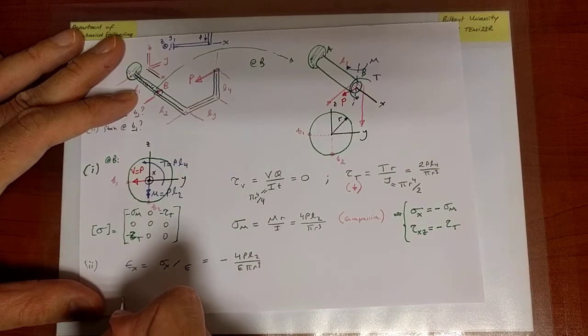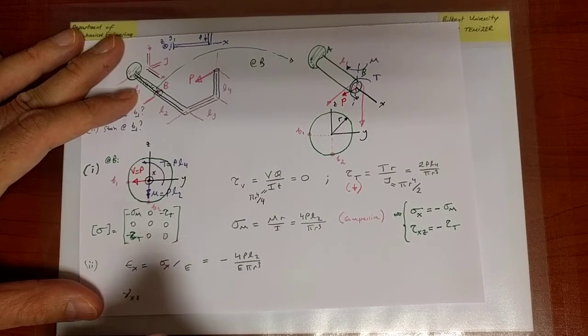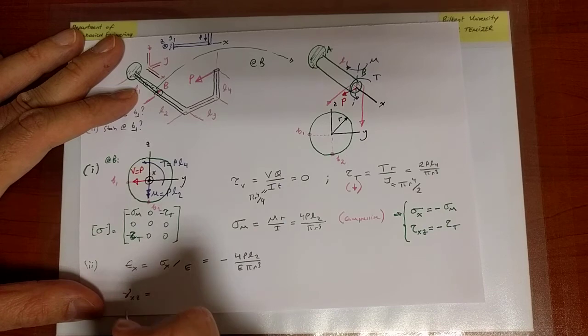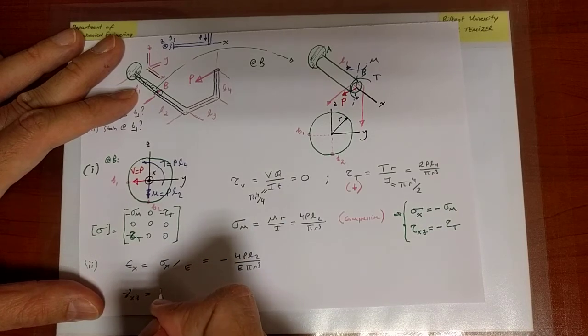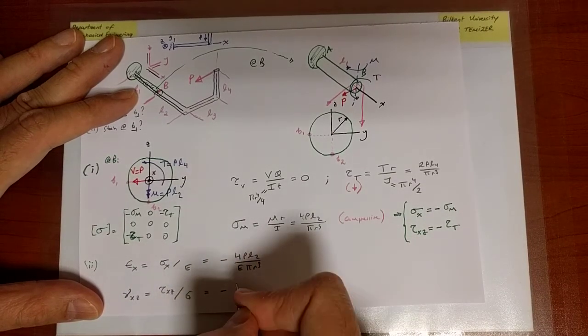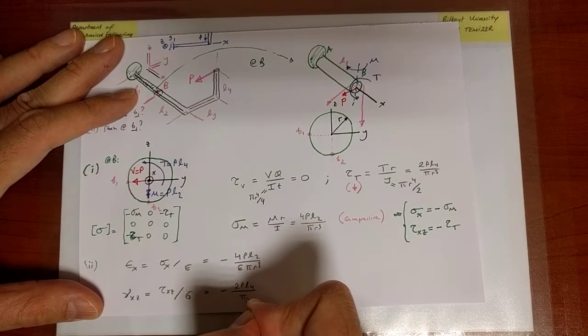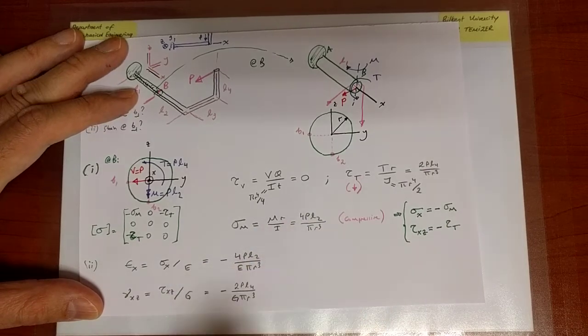Then we will have a similar relation between shear strain and stress. I know that tau is equal to gamma times G. In this case, I have only tau xz, so I will have only gamma xz or gamma zx, and they are equal, due to symmetry of the strain as well. It's going to be tau xz over G, which therefore is equal to minus tau t, 2PL over pi r cubed, divided by G.